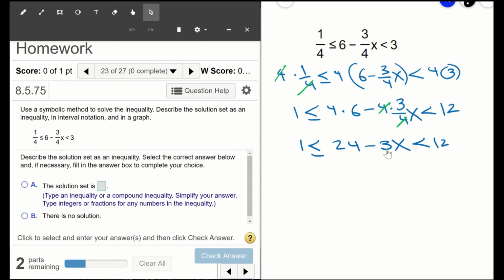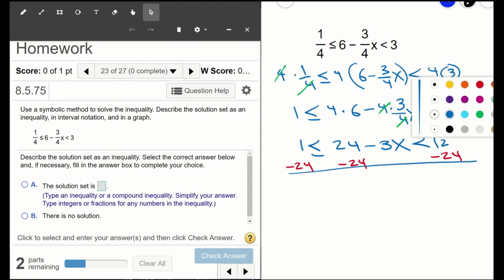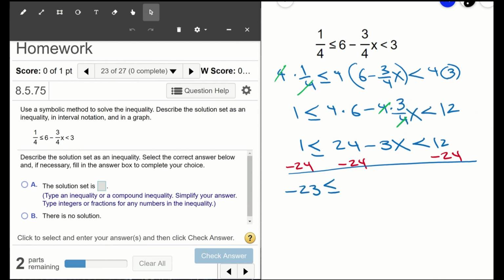Notice that now we want to isolate the negative 3x first. So we go ahead and get rid of the 24 by subtracting it from all three parts. You do something to one part, you have to do it to all three parts. Remember that, with three-part inequalities. So now we get negative 23 less than or equal to negative 3x less than negative 12.